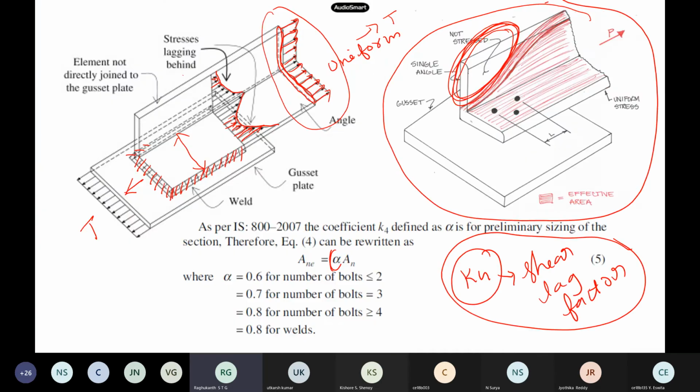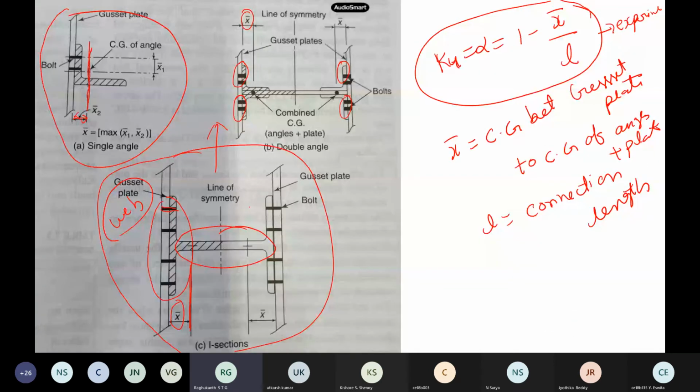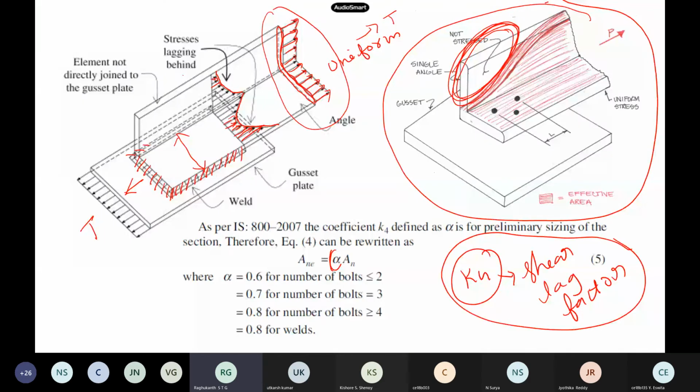Our code gives something very simple. Instead of doing 1 minus x bar by L, which formula you will see in international codes, the American code, British code, or some other place, in India, to simplify things for designers, the code has to be very simple. Even a small diploma holder or graduate should be able to do this. So our code gives a simple formula, that is alpha times the An.